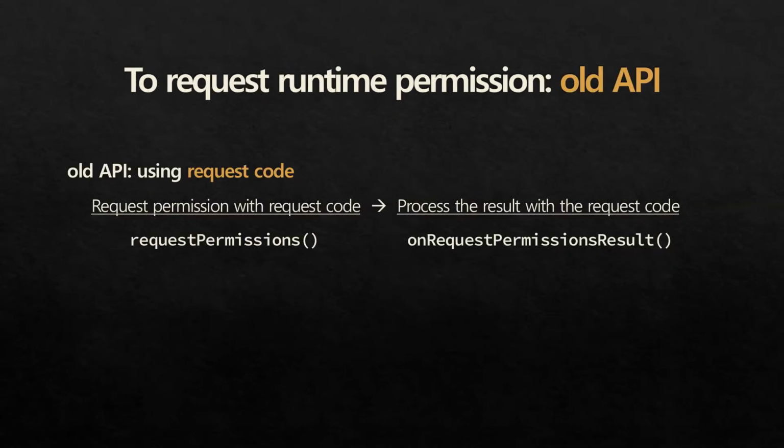We will see two kinds of methods to request runtime permissions, old and new. Before the new API, usually we used a request code to request runtime permission. To use the old API, first request permission with a request code using the requestPermissions function, and then process the result with the request code using the onRequestPermissionsResult function.